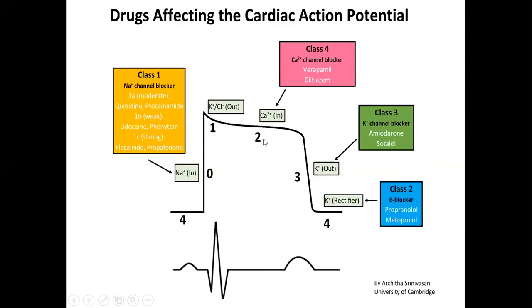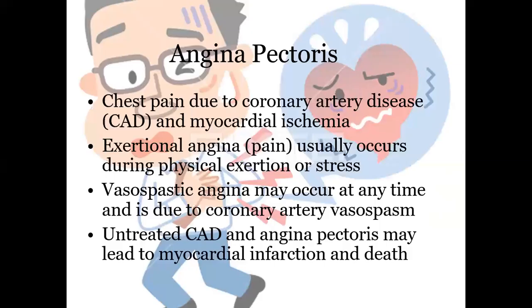Then class 2, which is beta channel blockers, acts in phase 4: propranolol, metoprolol. Then class 3, the potassium channel blockers like amiodarone and sotalol, which act on phase 3, and class 4, which acts on phase 2: verapamil, diltiazem. Now coming to angina pectoris.